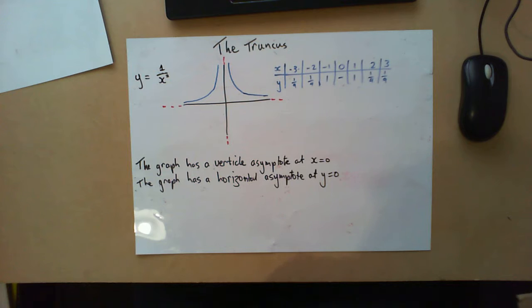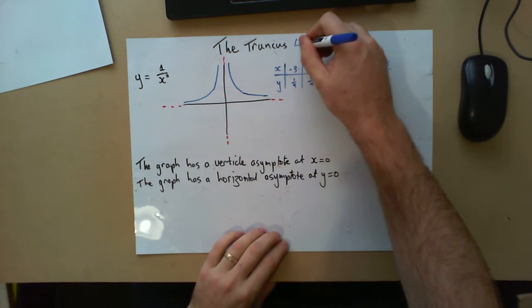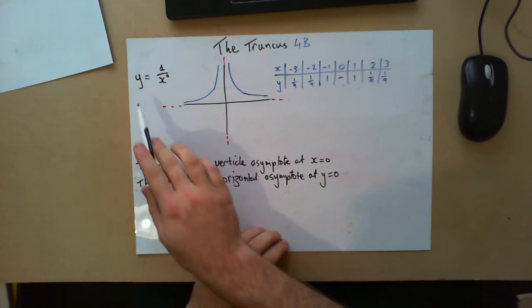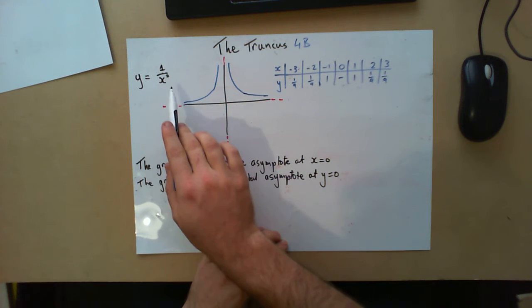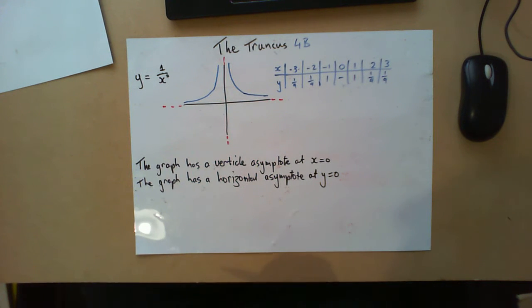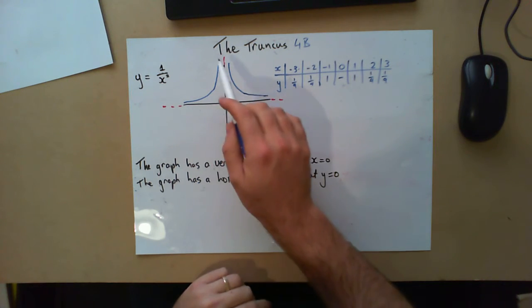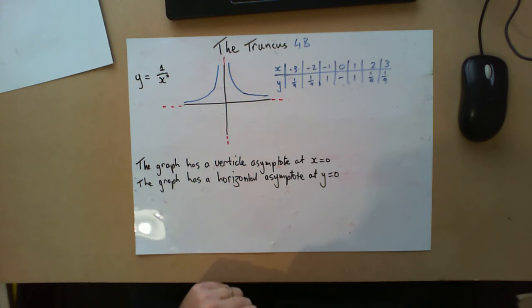Okay, so the Truncus is very similar to our hyperbola that we saw in 4a, so this is actually for 4b. Our rule is y equals 1 on x squared. So our hyperbola was 1 on x, we're now 1 on x squared. Okay, and this is the shape that we get. It's called a Truncus because the graph looks like a tree trunk, if you like.